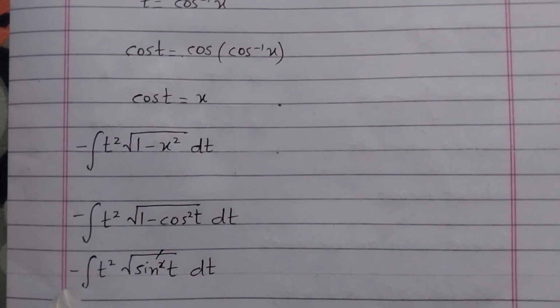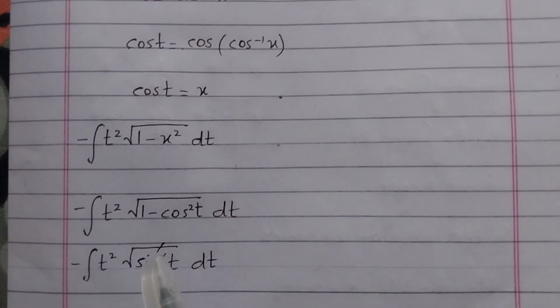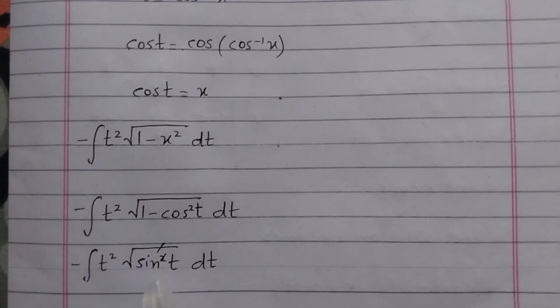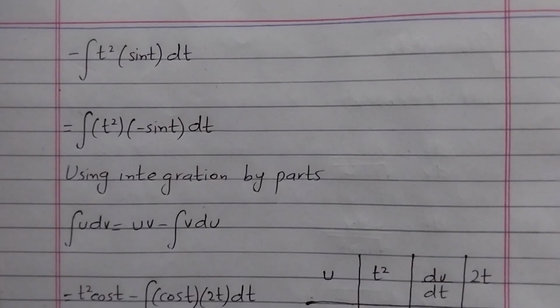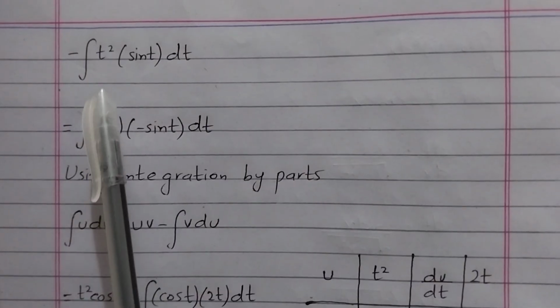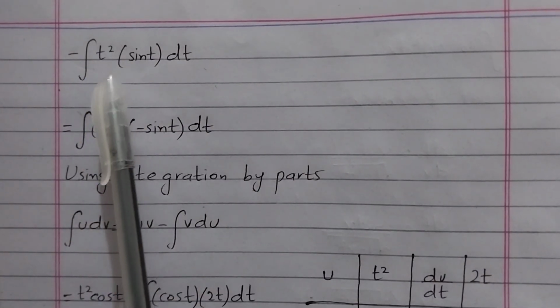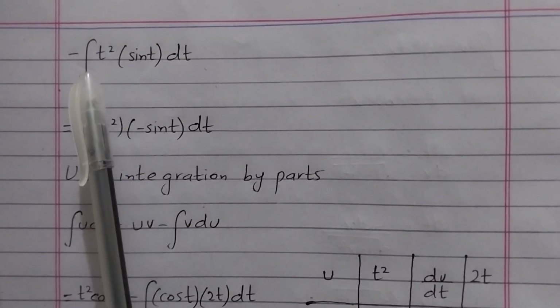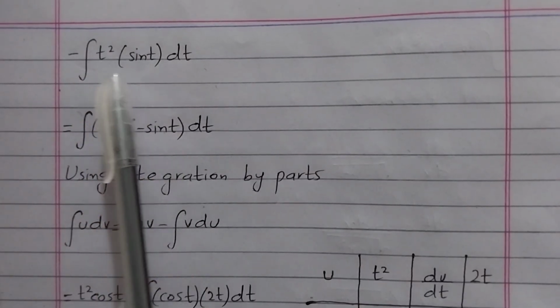This becomes minus integral of t square times 1 minus cos square t, which is equal to sine square t, because sine square theta plus cos square theta is equal to 1. Square and square root cancel each other's effect, so we are left with minus the integral of t square sine t dt.